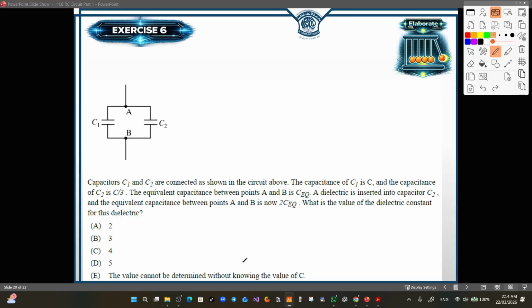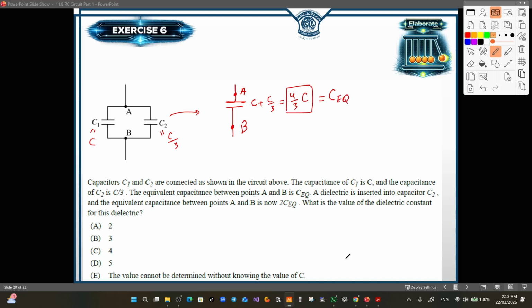Capacitors C1 and C2 are connected as shown in the circuit above. The capacitance of C1 is C. The capacitance of C2 is C over 3. So one can say that the equivalent between A and B is we just add them in normal ways. So C plus C over 3, which equals 4 over 3 C. This is the equivalent, denoted by C equivalent.